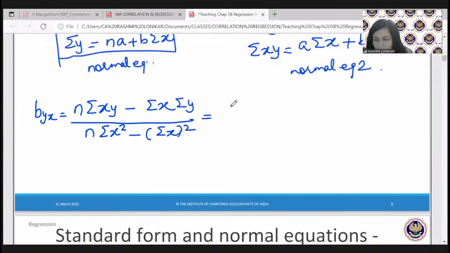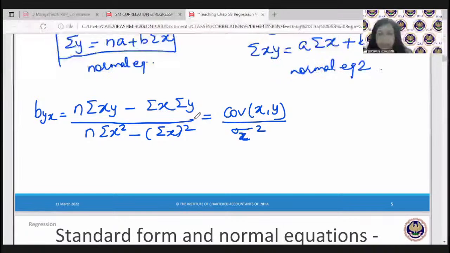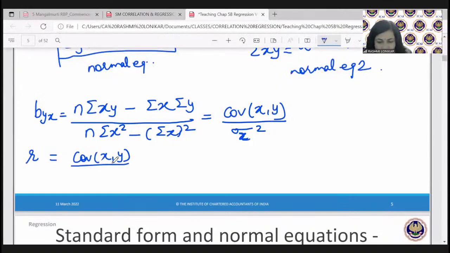This I know can be written as covariance of xy upon variance of x. Now I want to write this in terms of the correlation coefficient. Okay, this up till now is simply like this. What do I know about correlation coefficient R? R is equal to what? Covariance of xy upon standard deviation of x into standard deviation of y, right?